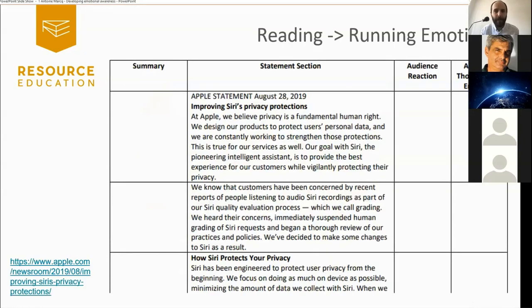Whenever I'm working with readings, texts, this, for example, is a real life text. It's an Apple PR statement. You can find it. The link is right there. Instead of doing traditional type reading activities, I'm going to ask my students to summarize paragraphs.